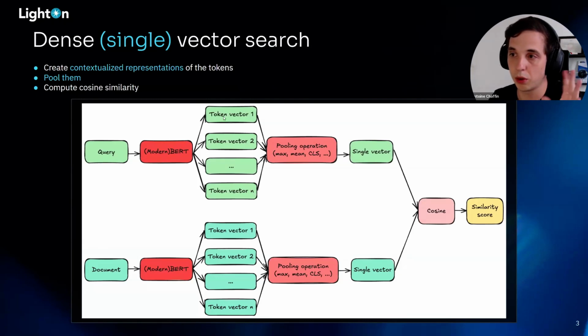And once we have all of these embeddings for the query and for the document, we will actually pool all of them into a single vector through a pooling operation such as max pooling, min pooling, or just taking the first vector of the sequence. And once we have a unique vector for the query and a unique vector for the document, we can compute the similarity between the two using a simple vector similarity operation, such as the cosine similarity.